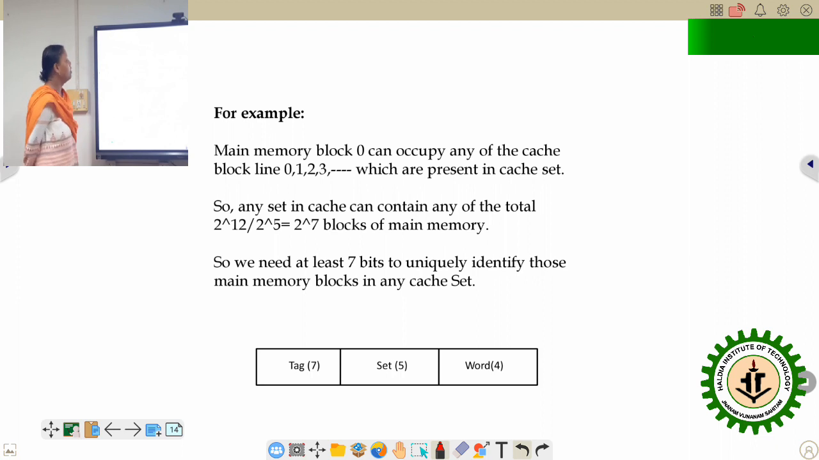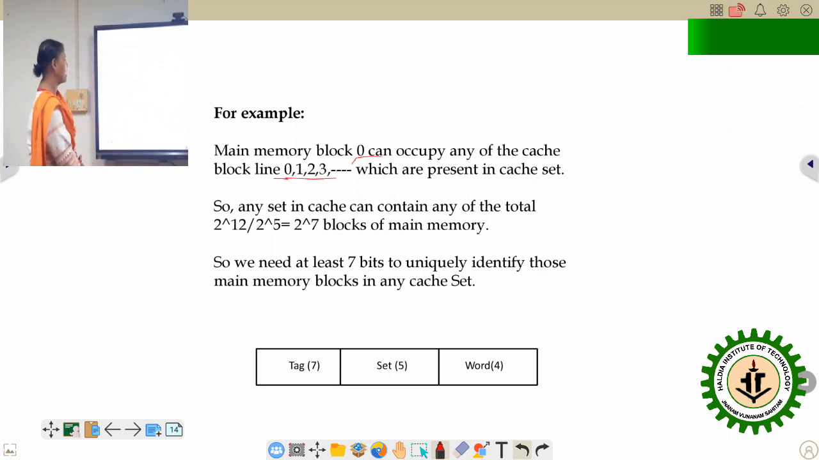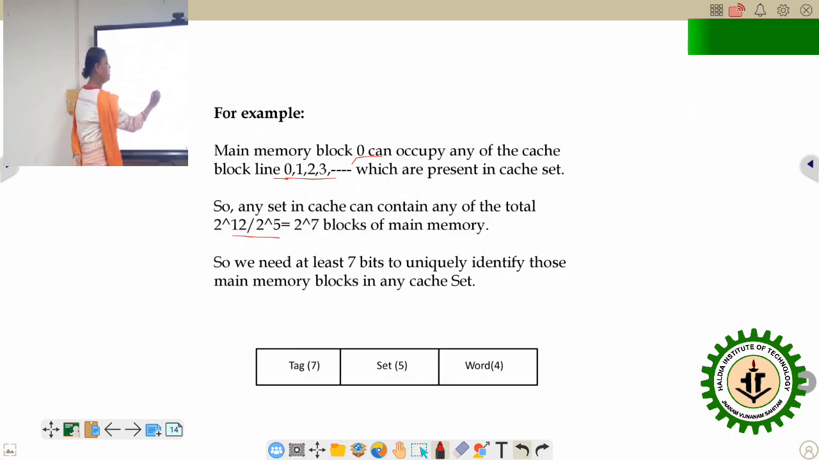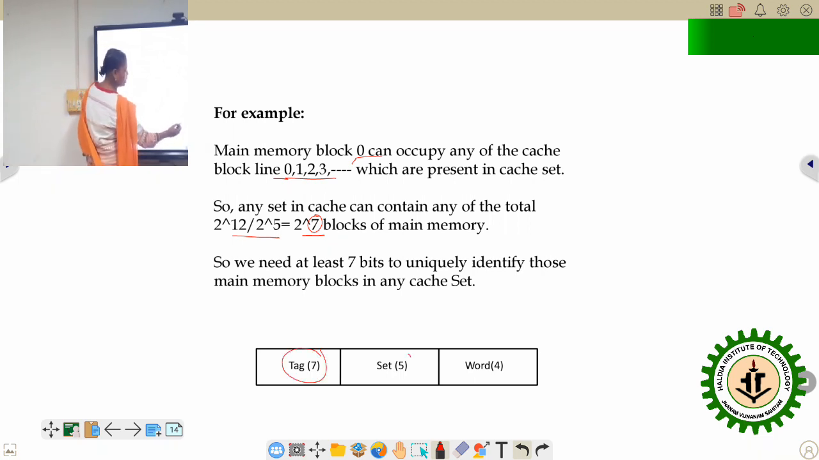For example, in set associative mapping, main memory block 0 occupies a cache block line, suppose 0, 1, 2, 3, which are present in the cache. Any set in the cache can contain any of the total of 2 to the power 12 divided by 2 to the power 7 blocks of main memory. This 7 gives you the bits to uniquely identify those memory blocks within the set. That is why the tag value is 7. Here the block field is not required; the set value is 5.